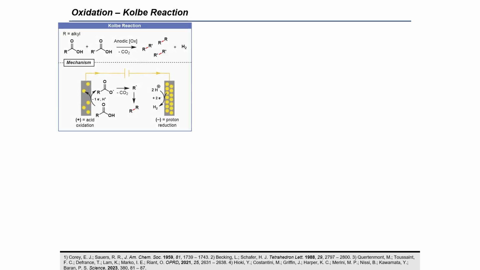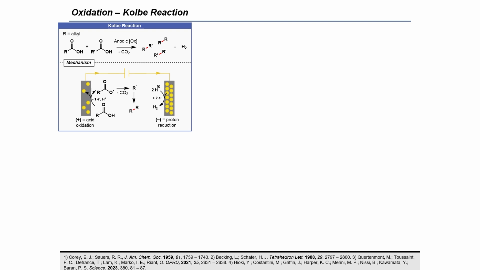Another important named reaction in oxidative electrochemistry is the Kolbe reaction. In fact, this reaction was actually discovered by Michael Faraday when he electrolyzed acetic acid and observed gas evolution. It wasn't until later that the process and the products were fully understood by Kolbe and others.